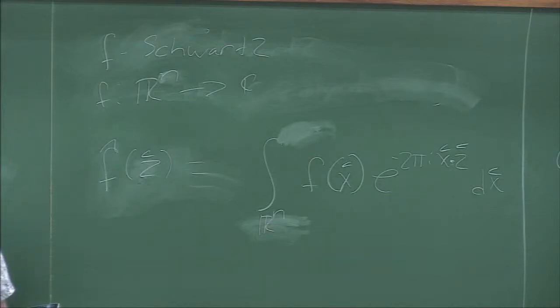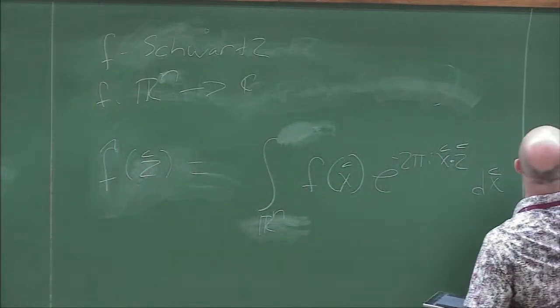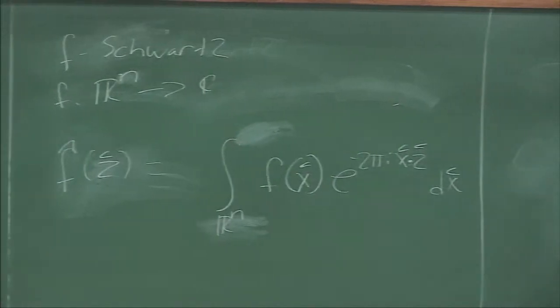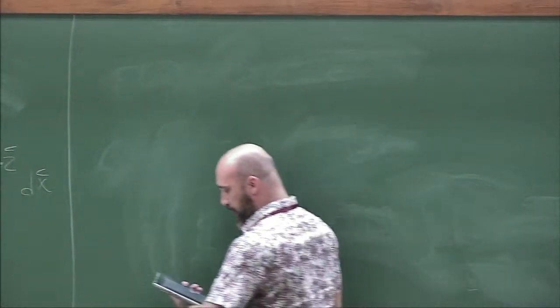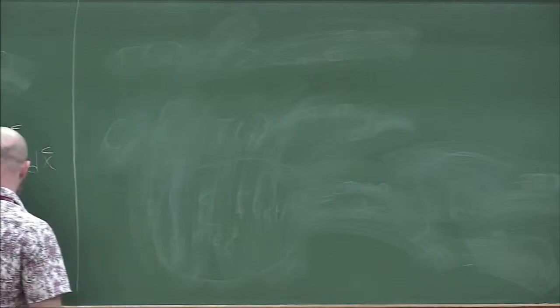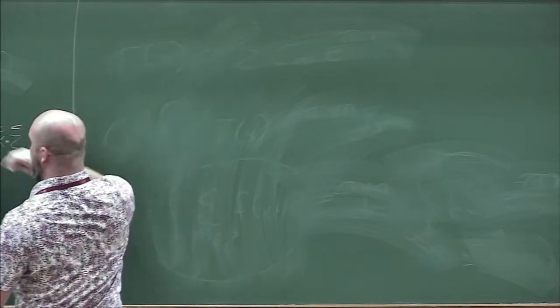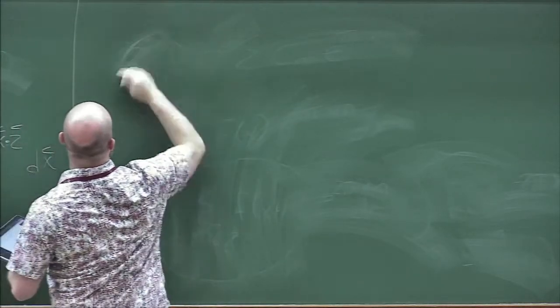Was there a question? No? Okay, great. Okay, so now what does Poisson summation look like here in these higher dimensions? Well, again, if f is a function like this, we're going to have our Poisson summation identity.